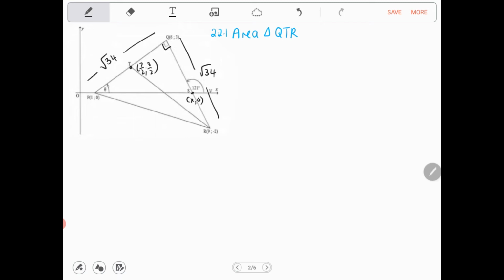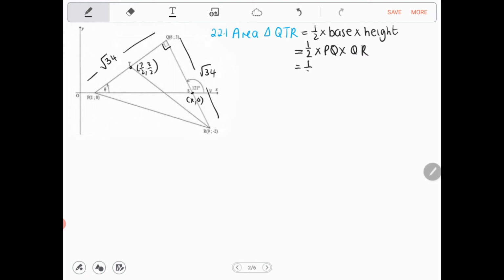All right, so how do I work out the area of a triangle? Well, the area of a triangle is a half times base times height. And because of my 90-degree angle, I can use PQ as a base and QR as a height. Or I could use it the other way around, QR as a base and PQ as a height. So because of that 90-degree angle.